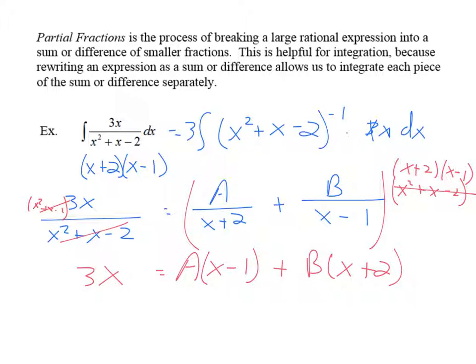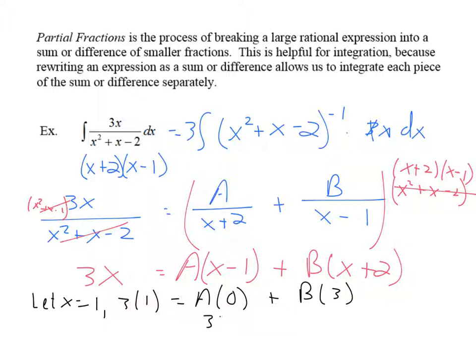Okay, so now here's how we can solve for A and B. Keep in mind that x is a variable, so it can be any number. And what I'd like to do is let x equal 1 to begin with. Now if I do that, then I will have 3 times 1 equals A times 0 plus B times 3, which means I have 3B is equal to 3, so that lets me know that B must equal 1.